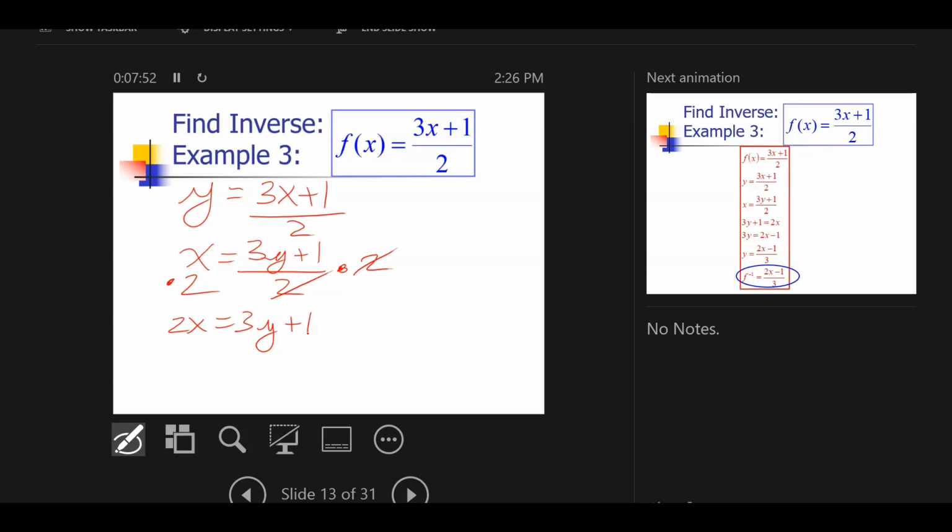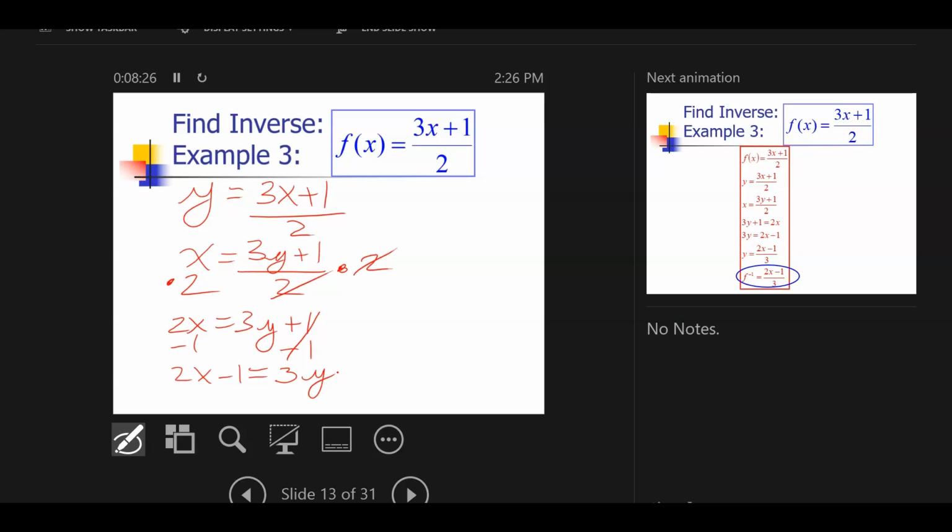Now, if I want to solve for y, we should know what to do by now. What do I get rid of next? Loner 1. How do you get rid of a plus 1? Minus 1. All right, it's time for the ultimate test. What's 2x minus 1? Is it 1x? Is it 1? 2x minus 1 is 2x minus 1, right? They're not like terms. They don't match. So they just put them next to each other. All right. So 2x minus 1 equals 3y.